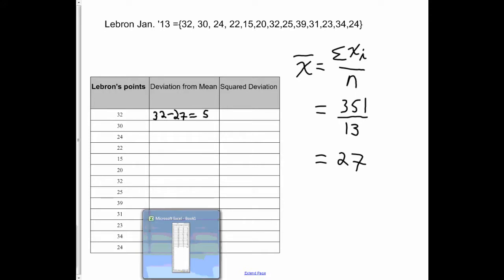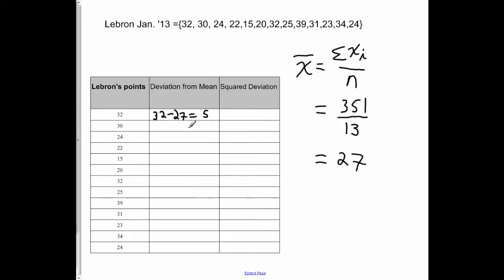And I'm just going to go through and find all the rest of them here. We have 5, then 30 minus 27 is 3. We have 24 minus 27. Well, that's actually negative, right? 24 minus 27 is actually negative 3. And then we're going to do this for all of the data values. So we get negative 5, negative 12, negative 7, 5, negative 2, 12, 4, negative 4, 7, and negative 3.